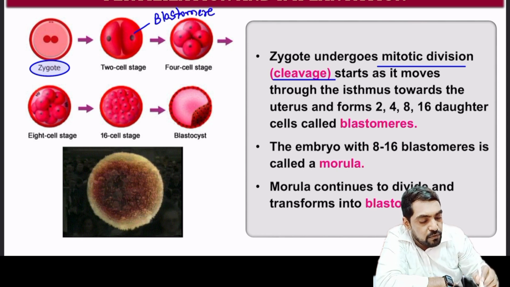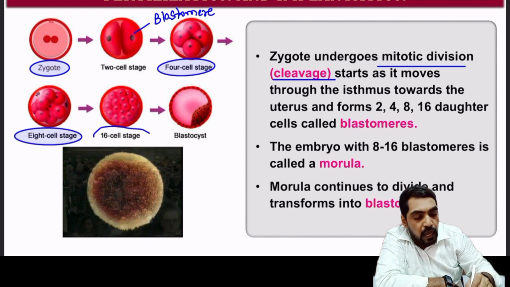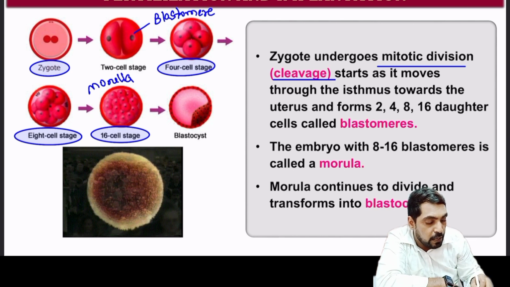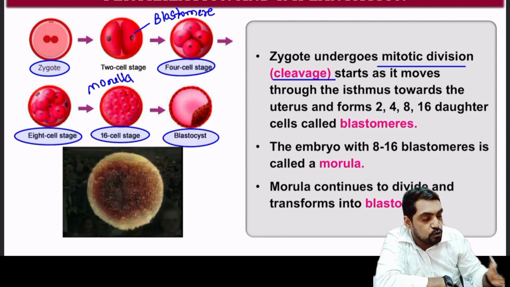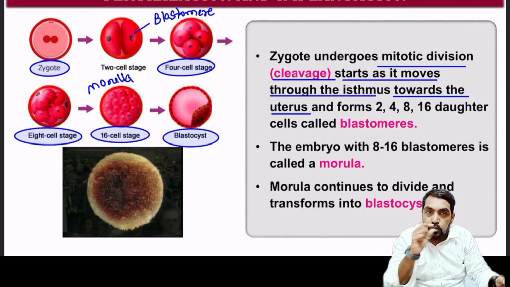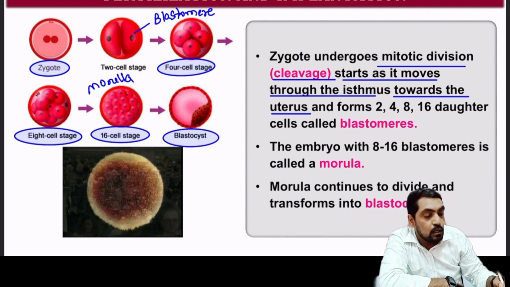So it undergoes second division forming the 4-cell stage, then it will again go through mitosis forming the 8-cell stage, and the 16-cell stage is formed, which is called morula. The 16-cell stage, now the cells will arrange themselves in a definite pattern to form the blastocyst or blastula. So we can say zygote undergoes mitotic division, cleavage starts, it moves through the isthmus towards the uterus. As the cleavage is going on, the fertilized egg is also moving from the ampullary junction towards the uterus, forming 2-cell, 4-cell, 8-cell and 16 daughter cells called blastomeres.